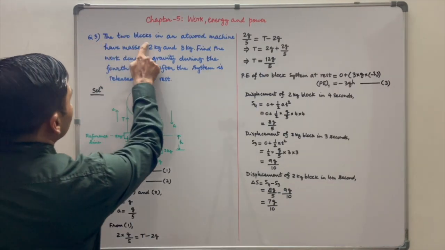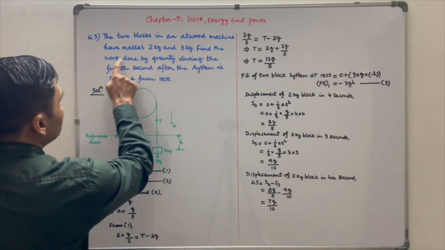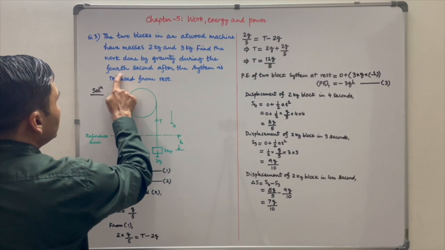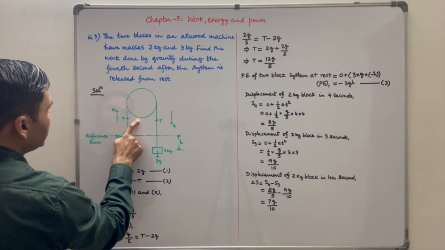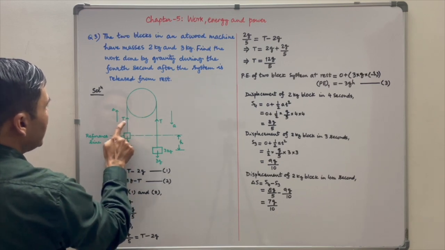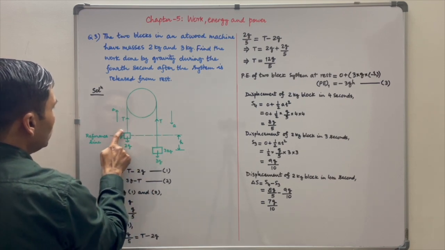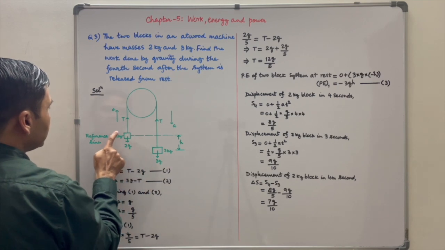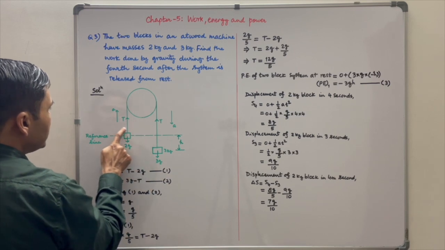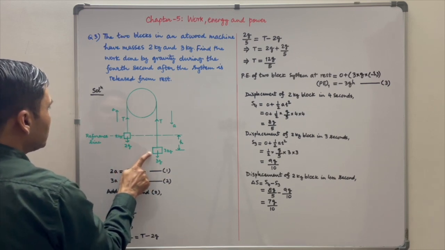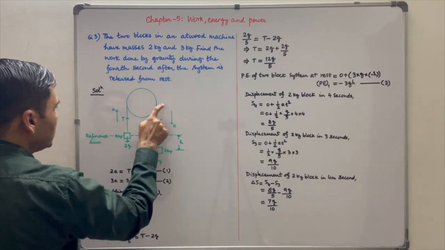Third question, the two blocks in an Atwood machine have masses 2 kg and 3 kg. Find the work done by the gravity during the 4th second after the system is released from rest. This is simple Atwood machine in which this is ideal pulley and this is massless string. The string passes over the pulley. Two ends of the string are connected with masses. In this case, M1 is 2 kg and M2 is 3 kg. System is at rest now. When it is released from rest, this being lighter mass goes up and this being heavier mass goes down.